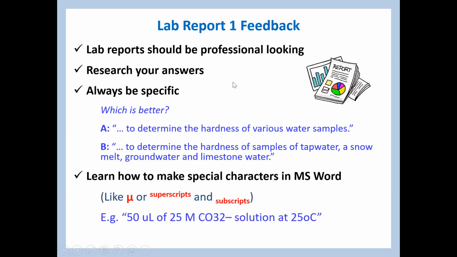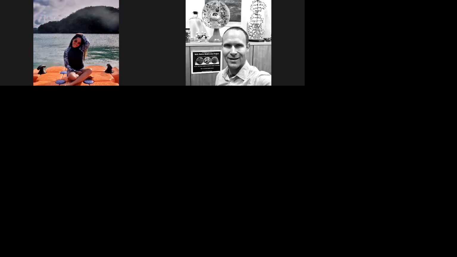Another one is that people seem to have varying abilities to make special characters. I'm going to show you how to do them right now. But take a look at this sentence that I've written: 50 microliters of 25 molar, and then what is that? It's actually carbonate. 25 degrees Celsius. It is really not very hard to do those special characters. So what I'm going to do is show you how to do that right now.